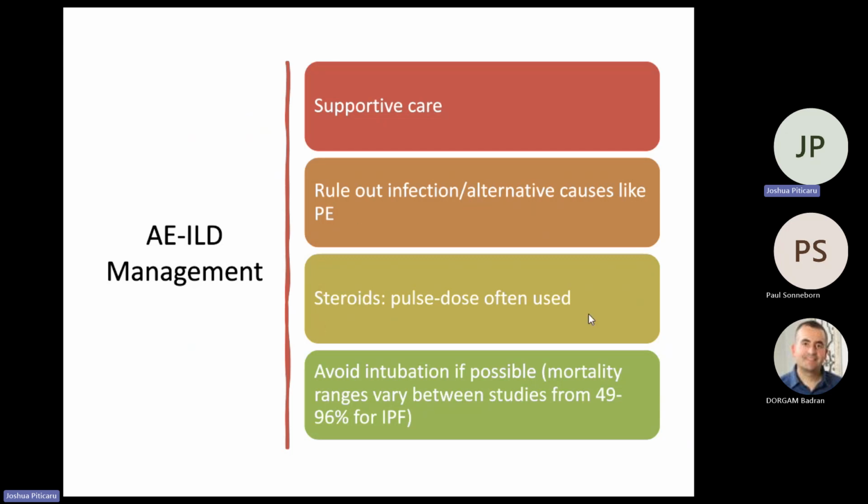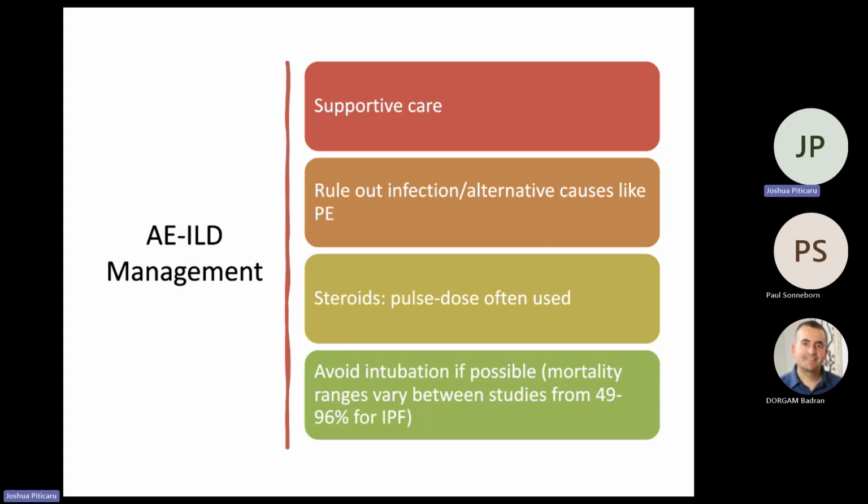Steroids, wide range of steroids. You can go for pulse dose if you can justify an autoimmune underlying theme. It's a 3-day, 1 gram per day of Solu-Medrol, but usually 1 mg per kg body weight of prednisone or Solu-Medrol equivalent is usually okay. Multiple studies have done different doses. There's no definitive data on which dose is the best.